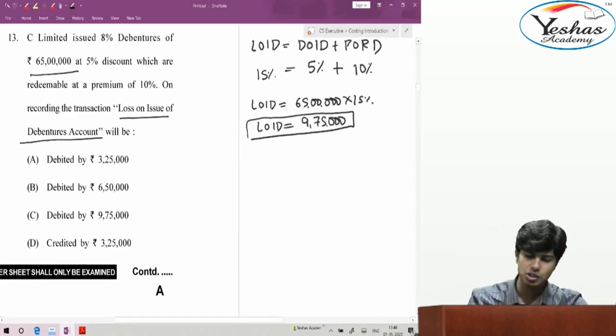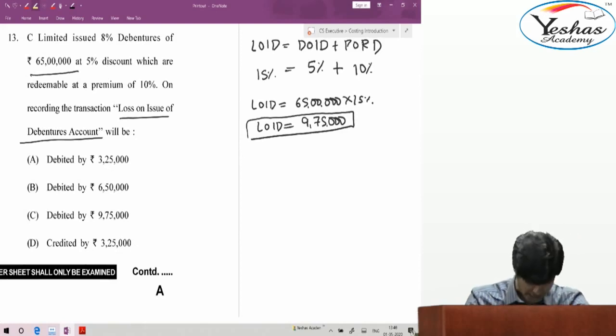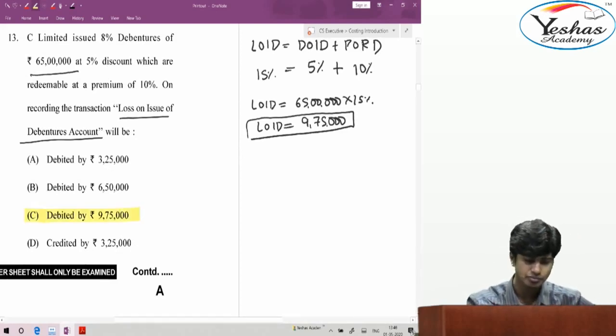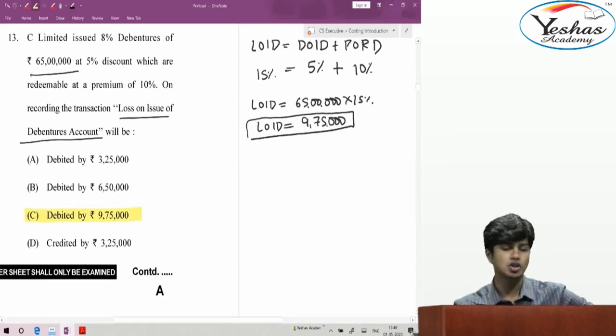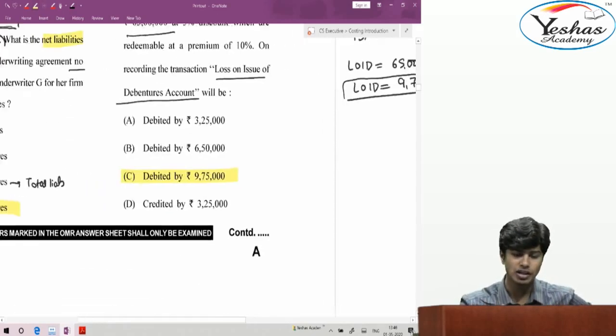Done. This is with respect to question number 13. The answer is 9,75,000 to be debited because it is an expense to be debited. So the answer is option C. Come on, now let's go to question number 14.